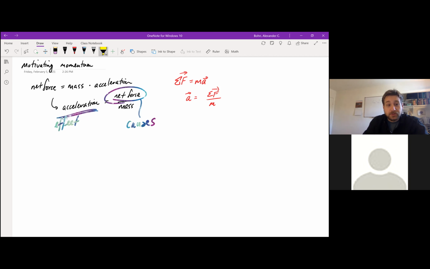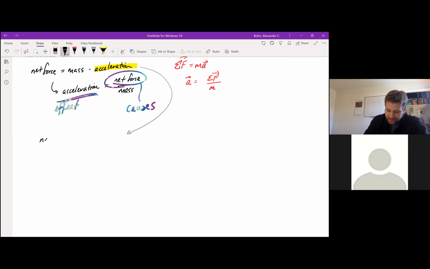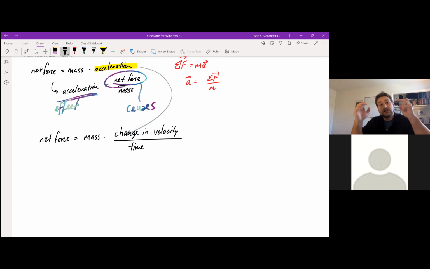I'd like to break apart the acceleration and rewrite it so that it looks like net force equals mass times. Now, acceleration is the change in the velocity divided by the time. How much has the velocity changed? Divided by how much time did it take to do that? That was our definition a couple chapters ago for acceleration.